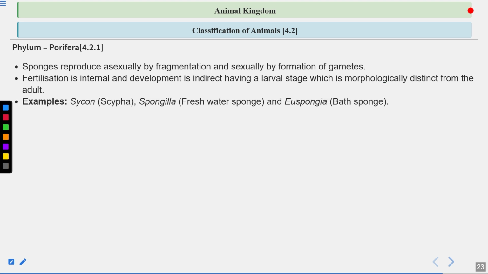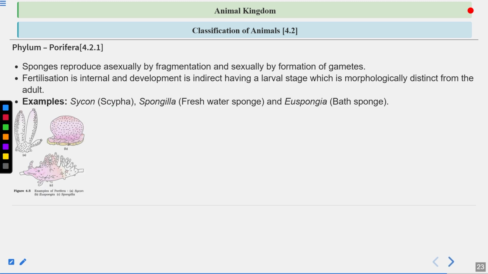Let us see the examples. Scypha, this is the scientific name, and Sycon is the common name. Spongilla, here you can see the freshwater sponge. Euspongia, that is the bath sponge. So these are some of the examples you must remember. These are the examples with the diagram.